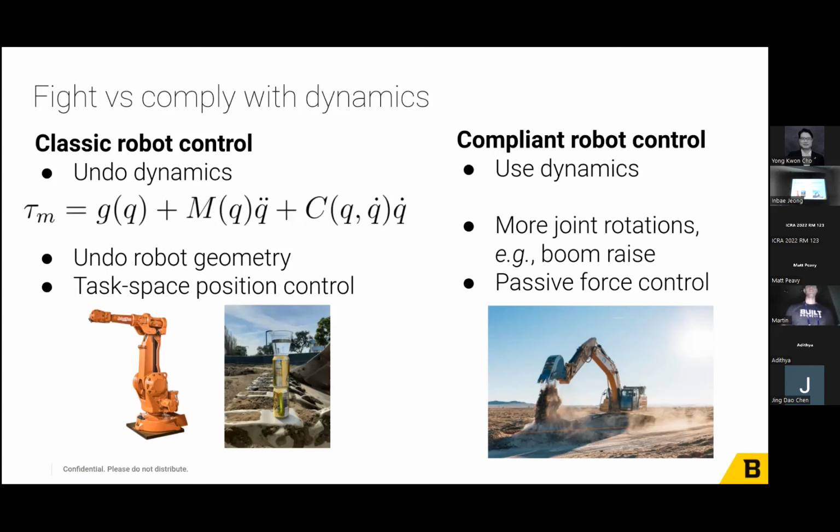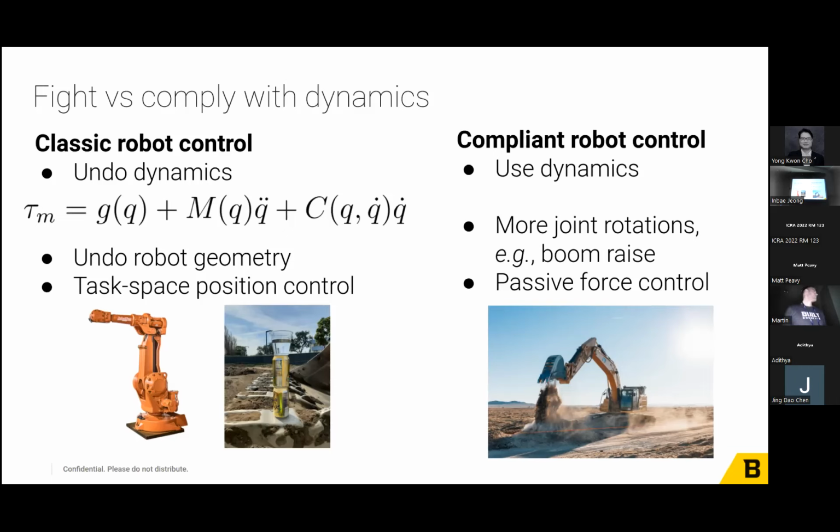In animals and humans, we see all the time how we make use of the dynamics of ourselves rather than moving our hands in straight lines and starting and stopping and stuff like that. So I call the second version of this compliant robot control, because we use the dynamics instead.